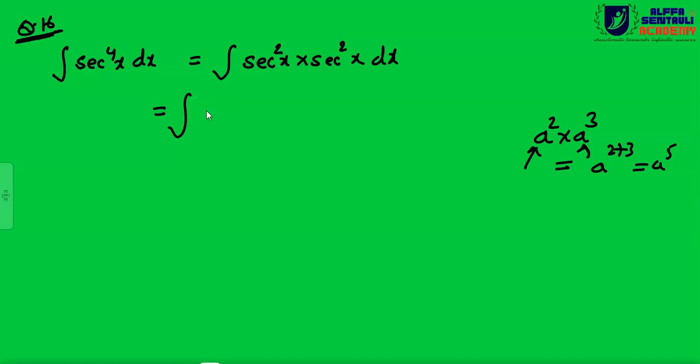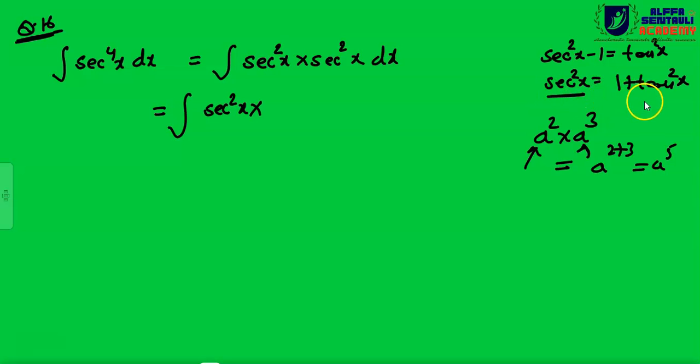So now beta, what will be the next step? Any idea beta? Now what you can do is express one sec square x in terms of tan square x. We know sec square x minus 1 is equal to tan square x. So sec square x will be equal to 1 plus tan square x. Correct? So let us replace this sec square x by 1 plus tan square x. So this will be multiplied with 1 plus tan square x.